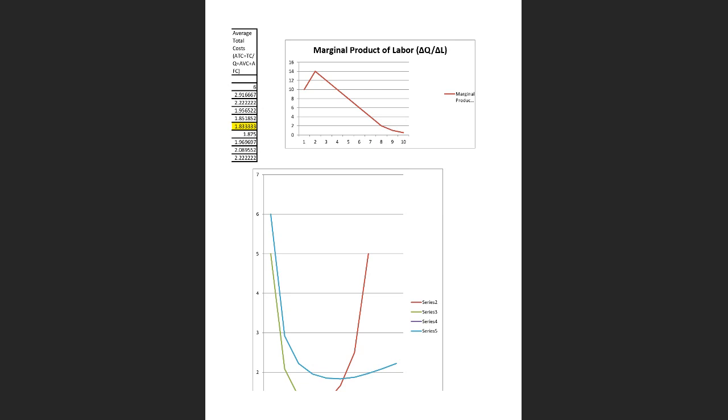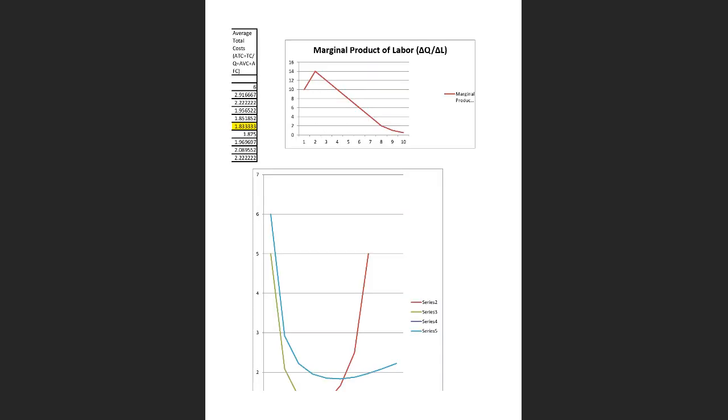Okay, so the average total always has to be on top of the average fixed and average variable. Why? Because the average total equals the average fixed plus the average variable. So average total is always the one on top, and then the average variable is more of the U-shaped one that's on the bottom.